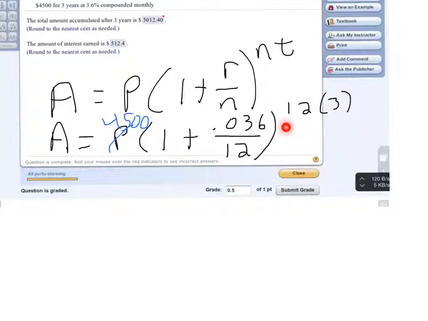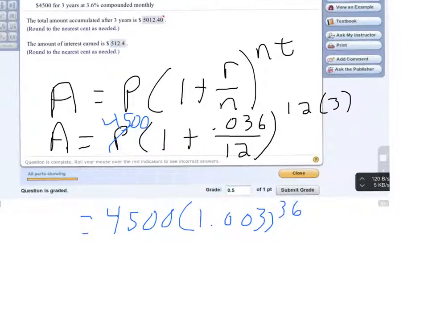N is 12. Now it's a matter of using your calculator. That's probably where you're having trouble. So it's 4,500. I can probably do this part in my head. Be 1 point. Let's see, 12 goes into 36 3 times, so it'll be 1.003, I believe. And then 12 times 3 is 36.